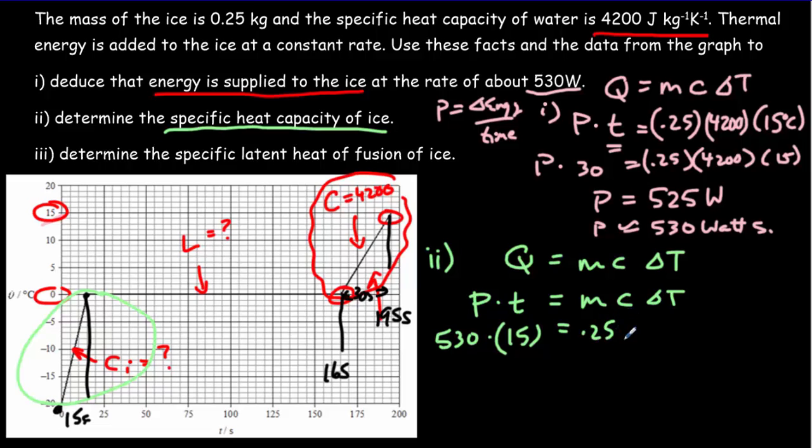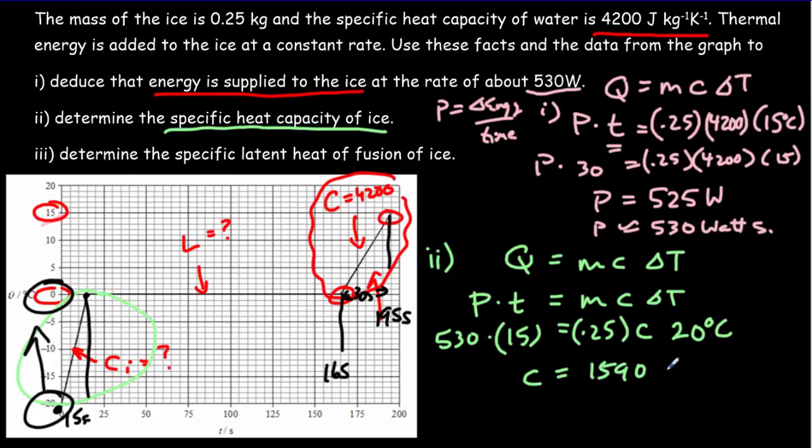It's that 0.25 kilograms. The specific heat capacity of ice, well, that's what we're looking for. And the change in temperature, we start at minus 20, we go up to 0, so we've got a change of 20 degrees there. So now we can solve for this c, the specific heat capacity of ice. Should get 1590 joules per kilogram degrees Celsius, which is 1600 joules per kilogram degrees Celsius to two significant digits.